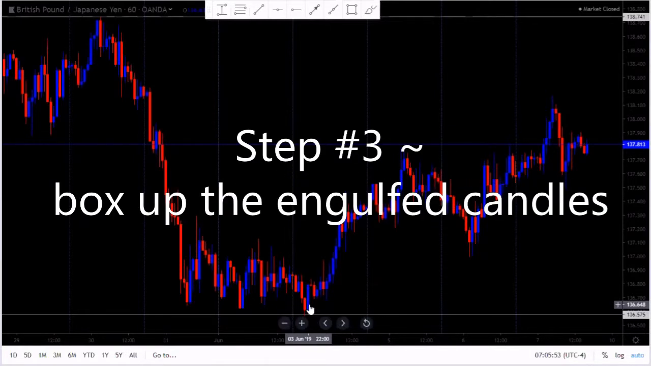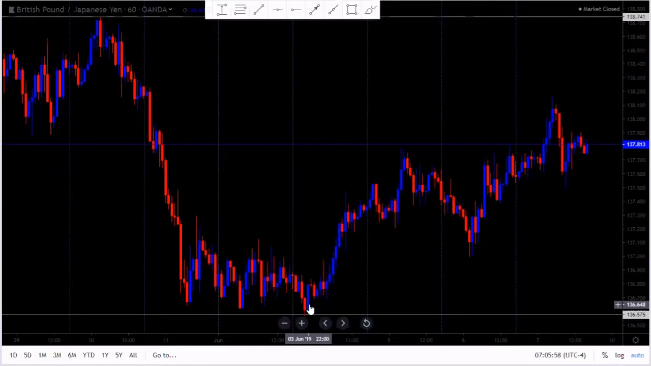Now, on to step three. Step three, we want to mark up our supply zone and our demand zone. And my method for this, I mean, if you have another method, that's fine. I'm just going to show you what my methodology is for doing this really simple chart markup.